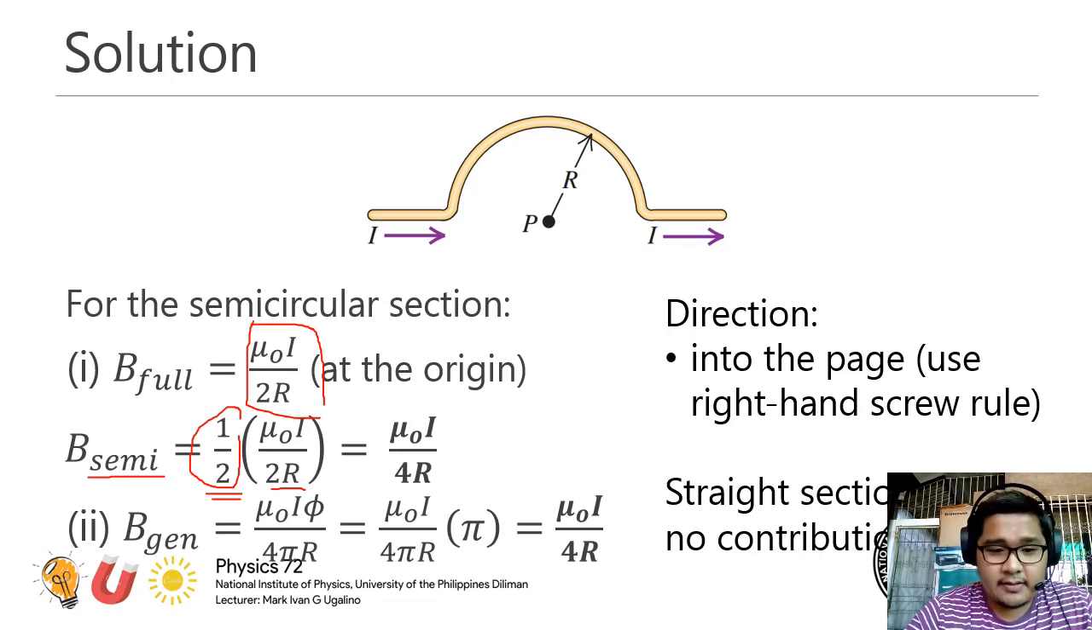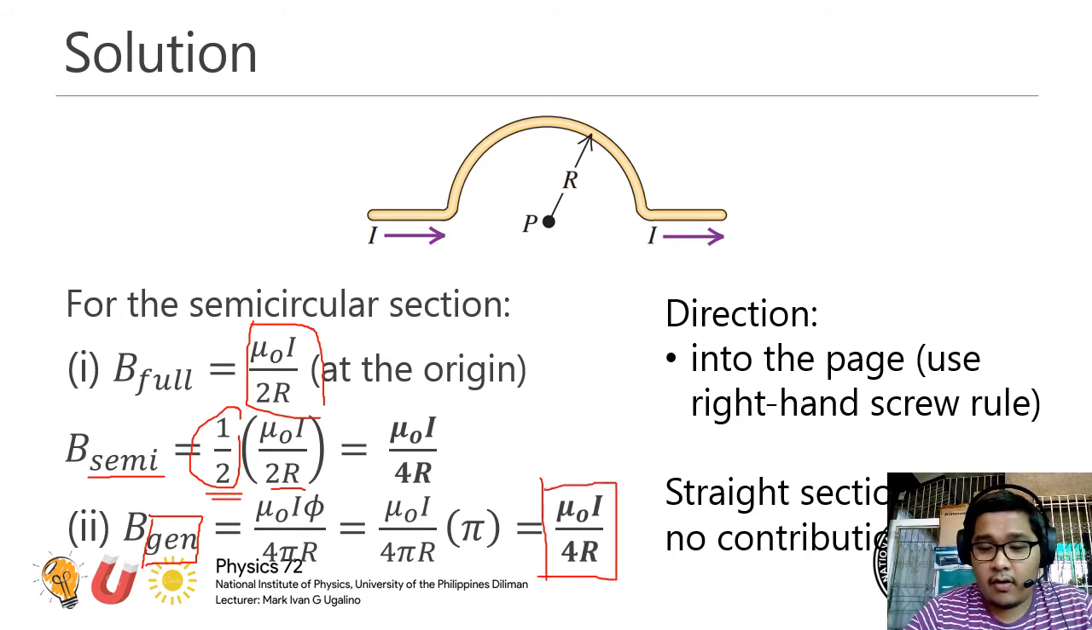On the other hand, we can also use the formula that we obtained earlier from the bent wire formulation, mu naught I phi over 4 pi r. Since this is a semicircular loop, a bent wire of angle pi, which is 180 degrees, we get the same result, which is mu naught I over 4r.